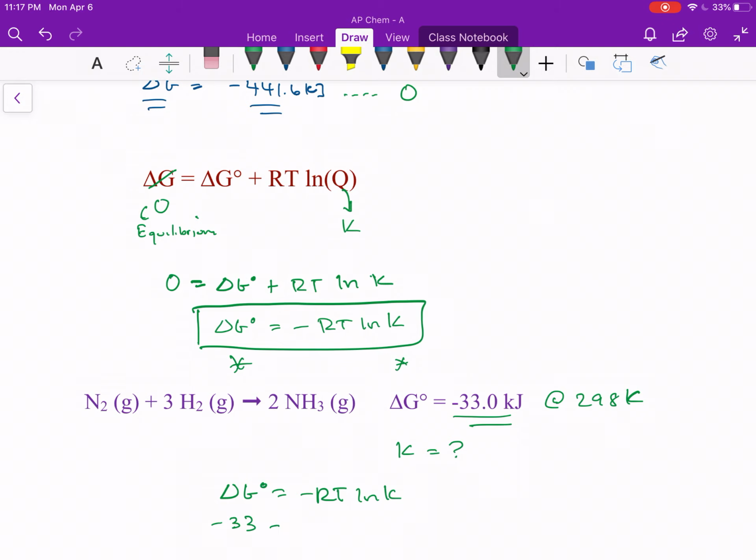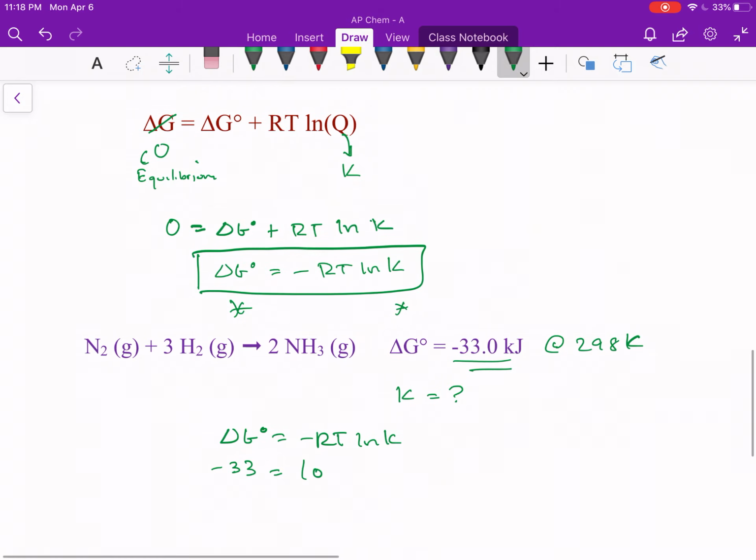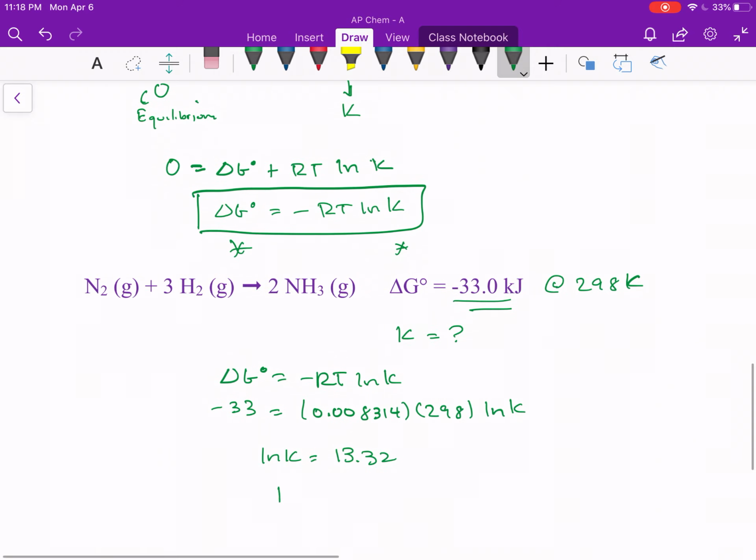Negative 33 equals 0.008314 times 298 times natural log of K. If we do our math, the natural log of K is going to be equal to 13.32, and then K would equal e raised to the 13.32, which is going to be equal to 6.09 times 10 to the fifth.